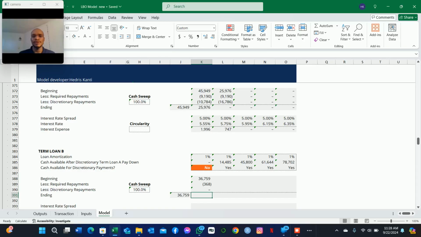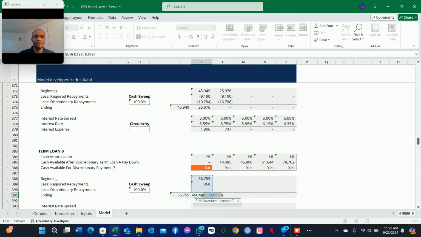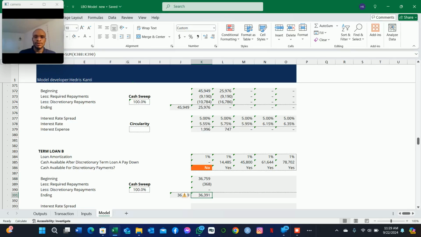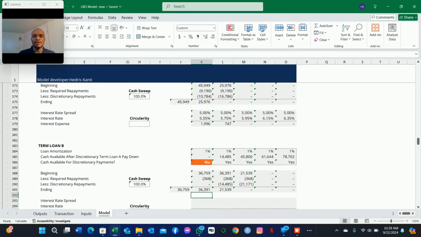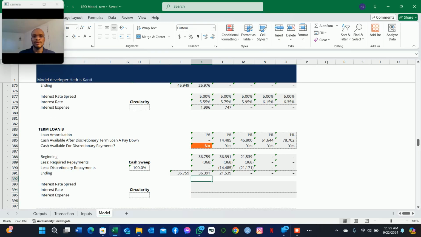So for the ending balance, it's going to be equal to the beginning balance, and then we deduct the required and the discretionary payment. We can take this and fill it right for the rest of the projected period. So as you can see, we have that set up there for us.